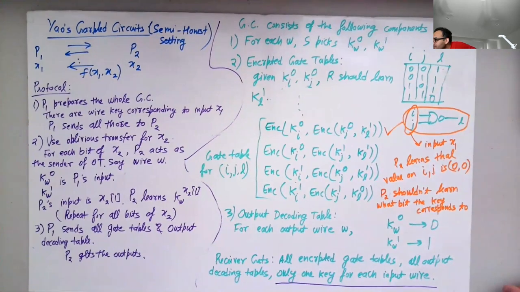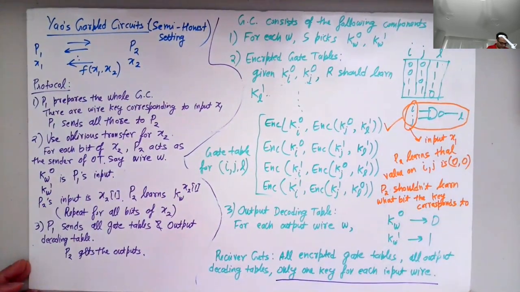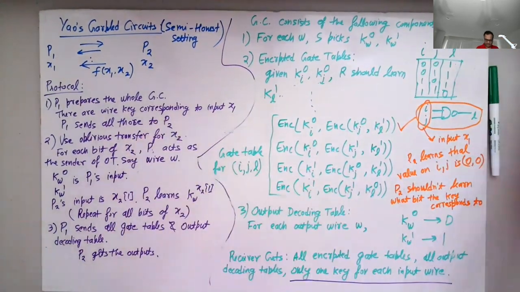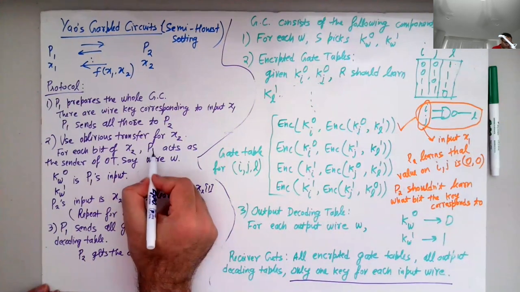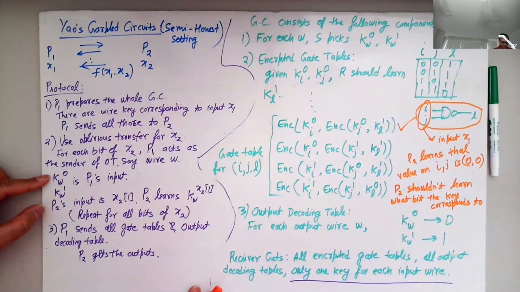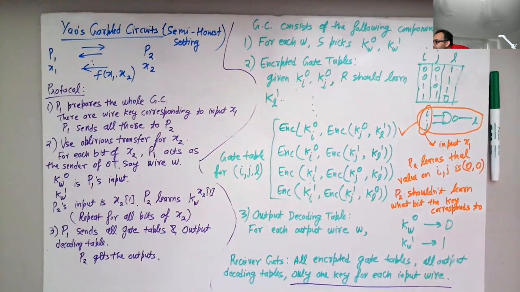There's a couple of questions. In part 2, it says that P2 acts as the sender. Oh, P1 is acting as the sender. P2 acts as the receiver. So these are the sender's input, two keys. And P2 is the receiver, P2's input is this bit, B. I think P1 knows the whole garbled circuit, so it could choose the input according to X1 and send it to P2. Yeah, that's right.